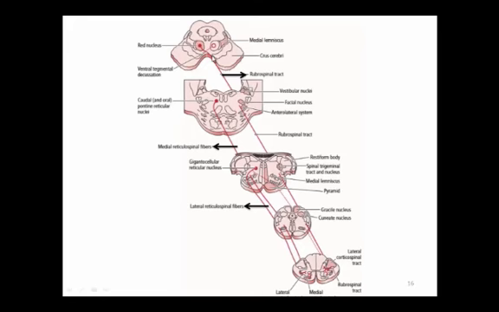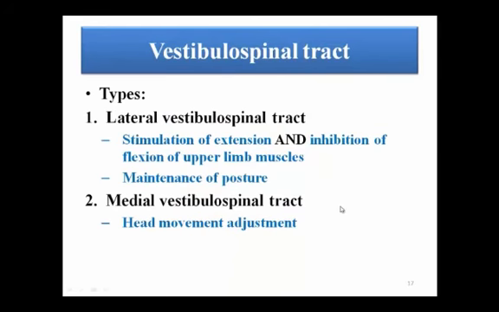Rubrospinal is originating from the red nucleus in the midbrain and then decussates to the opposite side, then descends in the spinal cord until it terminates at the anterior horn, while medial reticulospinal is originating from the pontine reticular nuclei, and lateral reticulospinal is originating from medullary reticular nuclei and then descend together in the spinal cord until they terminate at the anterior horn. The last tract is the vestibulospinal tract, and we have two types of this tract, lateral and medial.